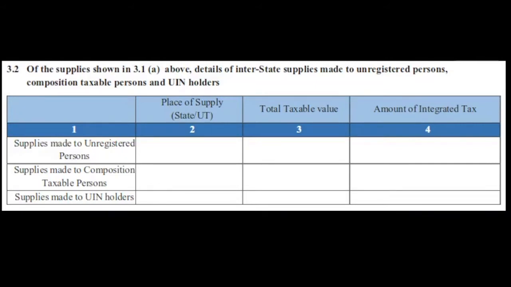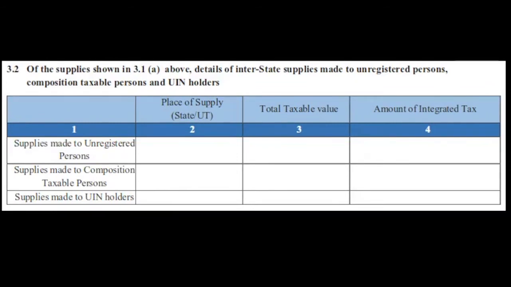Table 3.2. Of the supplies shown in 3.1a above, details of interstate supplies made to unregistered persons, composition taxable persons and UIN holders. From the supplies mentioned under the above table, here the details of supplies made to unregistered persons, people registered under the composition scheme and supplies made to UIN holders need to be mentioned.